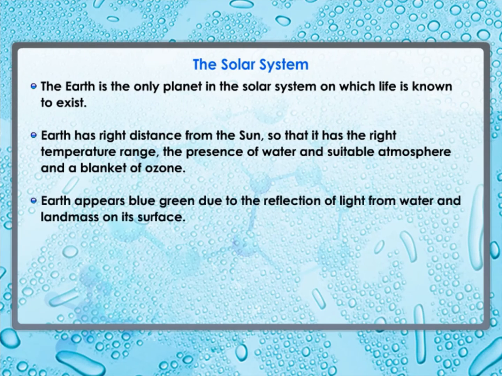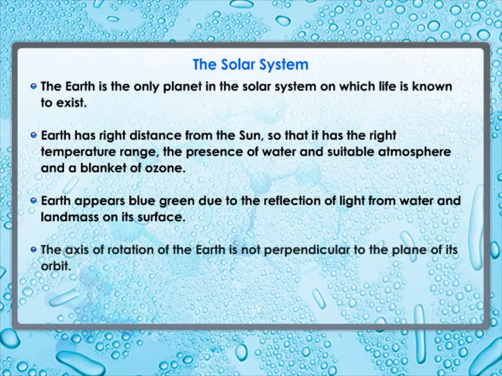From space, the Earth appears blue-green due to the reflection of light from water and landmass on its surface. The axis of rotation of the Earth is not perpendicular to the plane of its orbit. The tilt is responsible for the change of seasons on the Earth. The Earth has only one moon.